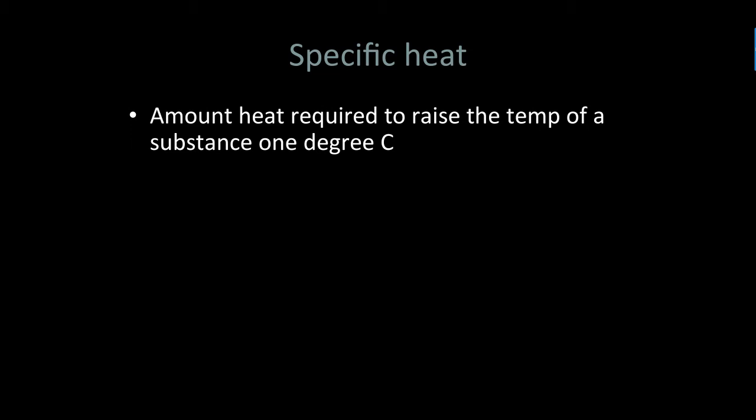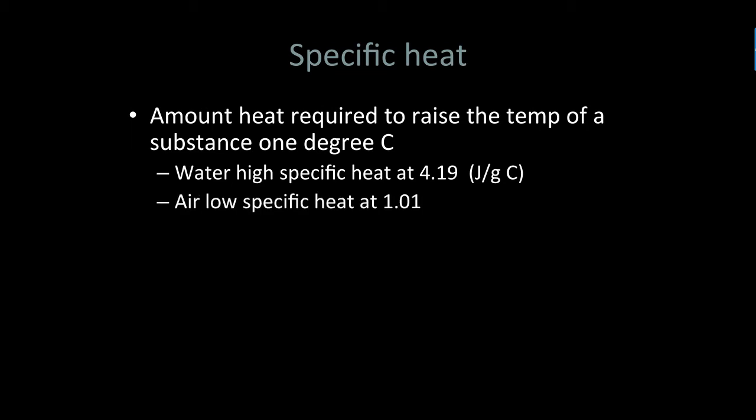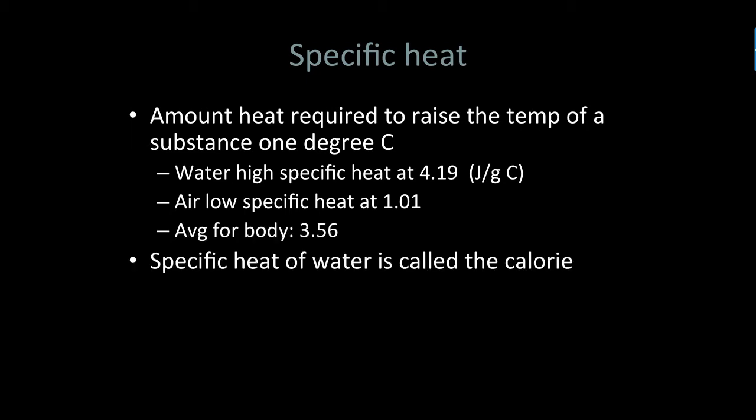And so really what it is, it's a measure of how much energy something can store or also release as well. So water has a fairly high specific heat of 4.19 joules per gram degree centigrade. Air is quite a bit lower, at 1.01. And like I said before, the specific heat of water is called the calorie, so we get a single calorie, and everything else is kind of like the baseline for that.